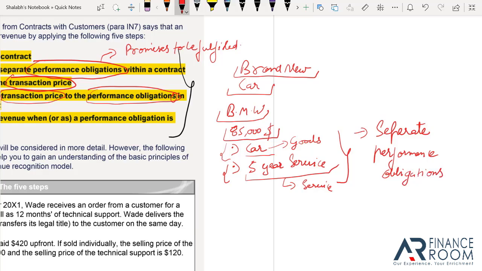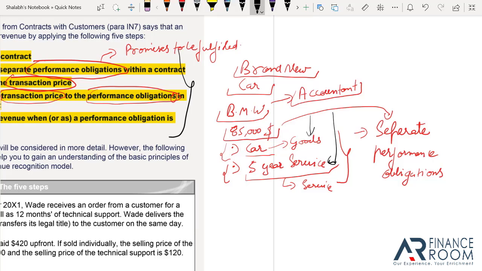Now, there are many students listening to this lecture. One of the students bought a brand new car, and another student of mine was working as an accountant, as a financial reporter here in BMW. Now, how will this $85,000 be allocated to separate performance obligations? One being good, another being service. BMW has received $85,000 as one amount, right?